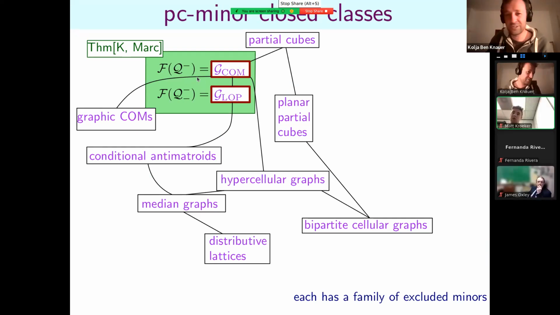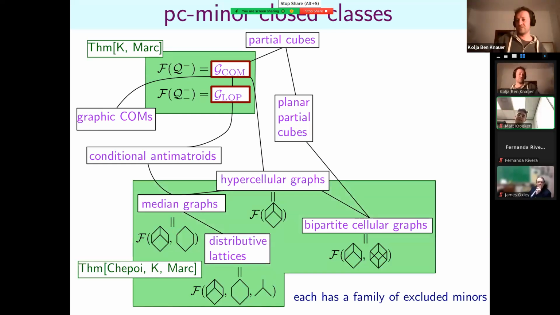In particular, there's no Robertson-Seymour kind of theorem for this minor operation in partial cubes. We can also do this for lopsided sets. And there are now a couple of other families which are also closed under partial cube minors. For a couple of them, we could also determine the set of obstructions, in particular for these on the bottom. Some of them are well-known, median graphs, for instance, and distributive lattices. They are very nice classes of partial cubes, and they have very small sets of obstructions. Maybe there's some relation.